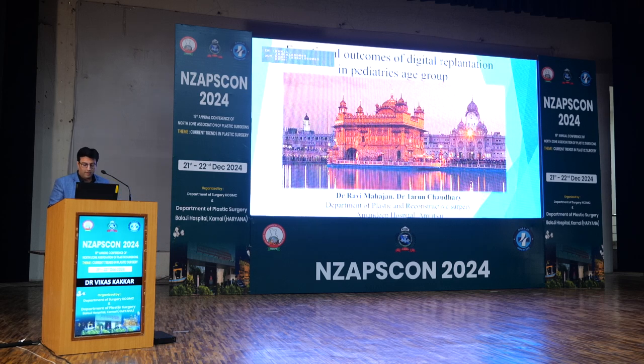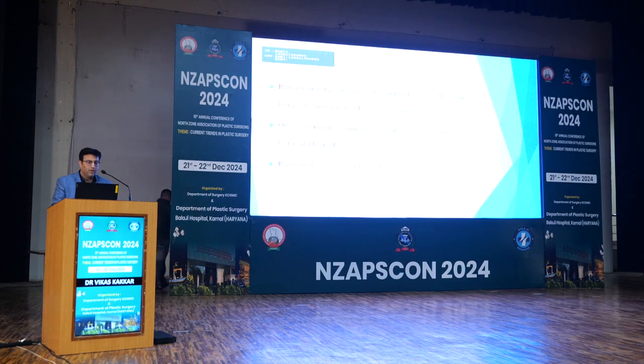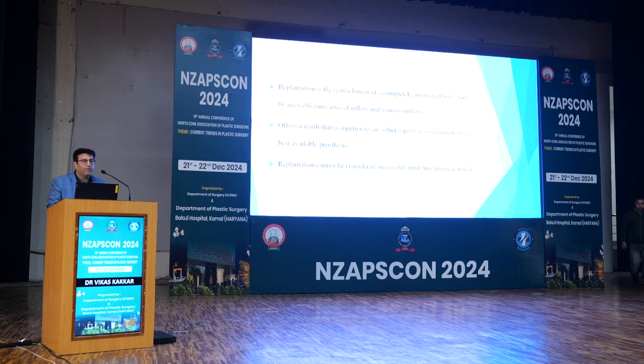So, good morning everyone. I'll be talking on digital reimplantation in pediatric stage 2. So, what is reimplantation? It is a reattachment of a completely amputated body part by re-establishing arterial inflow and venous outflow. It offers a result that is superior to any other type of reconstruction or the best available process. And it cannot be considered successful until the function is restored.